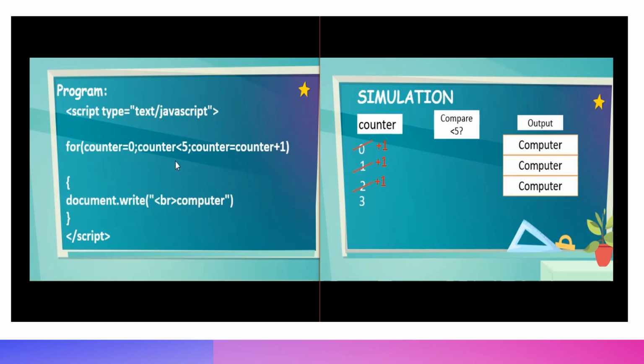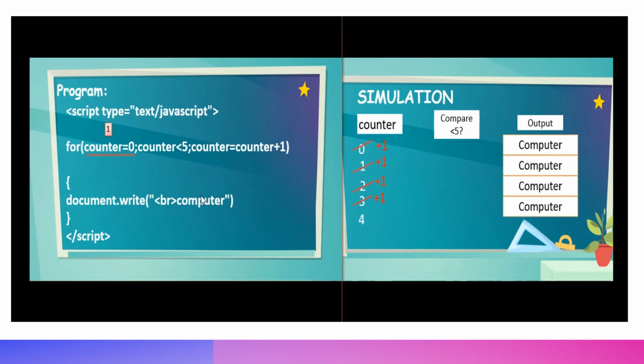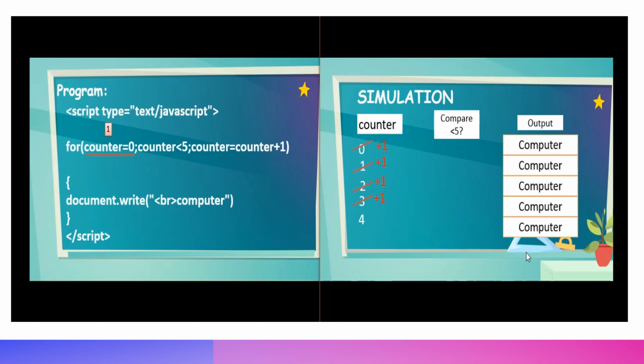And then compare. Is 3 less than 5? True. So therefore, display the word computer. And then increment, so this becomes now 4. And compare. Is 4 less than 5? True. So therefore, display the word computer. And then increment, so plus 1, this becomes 5.